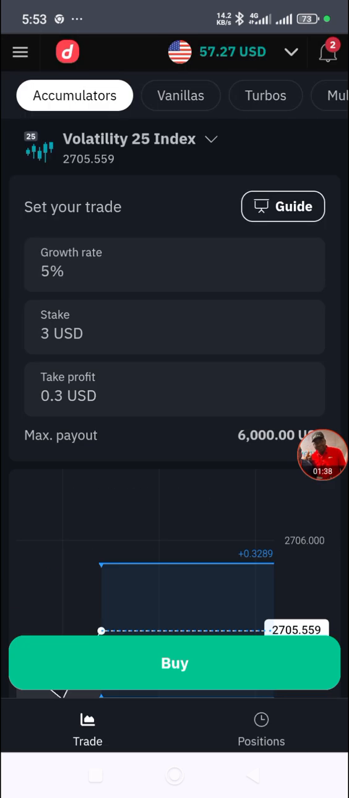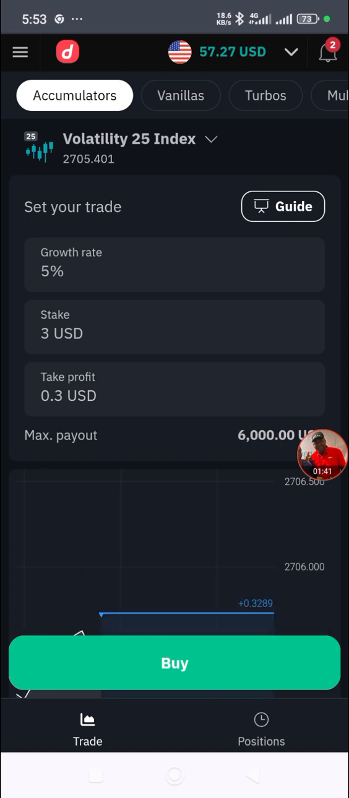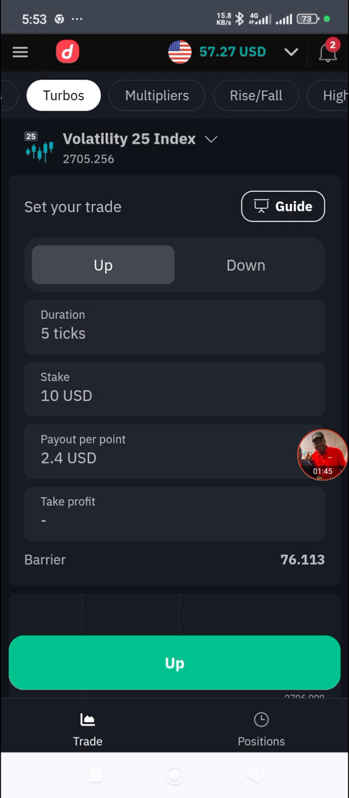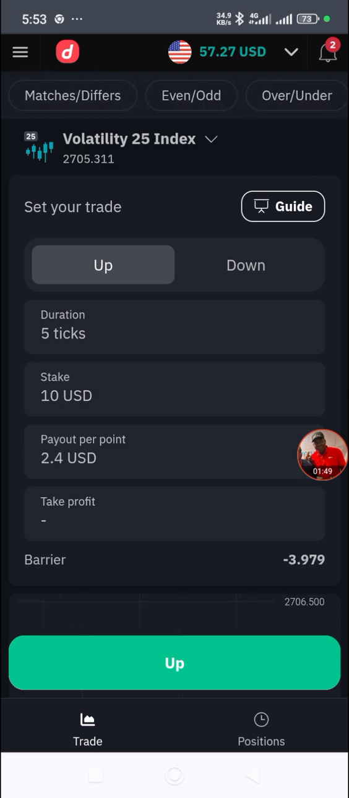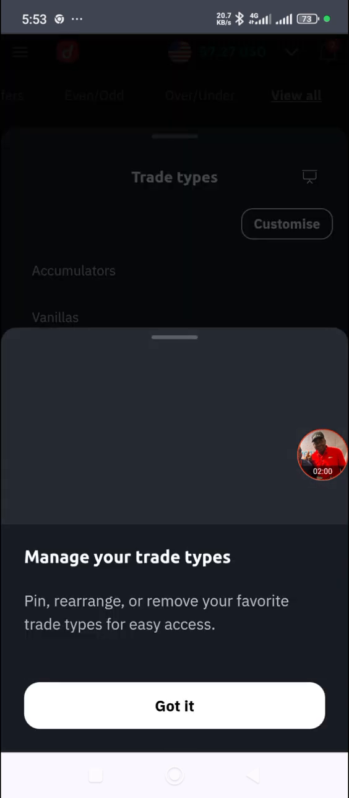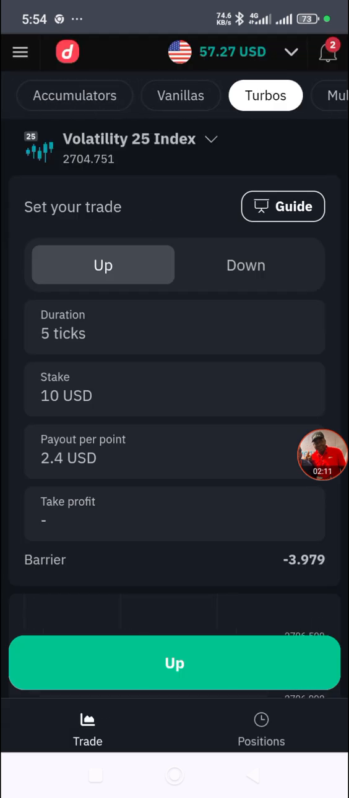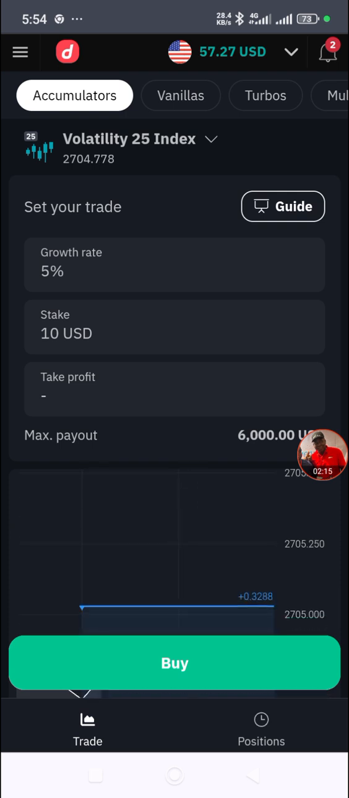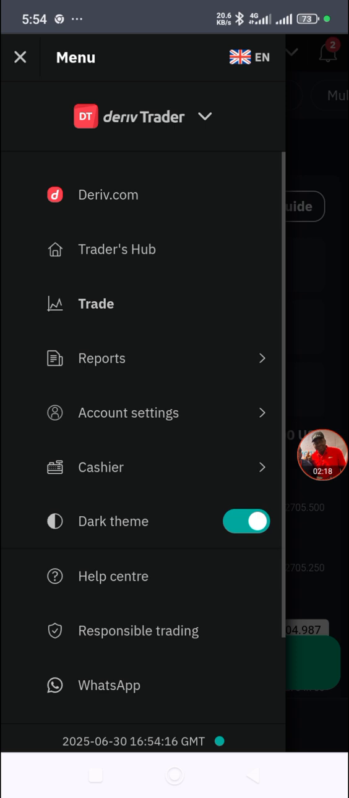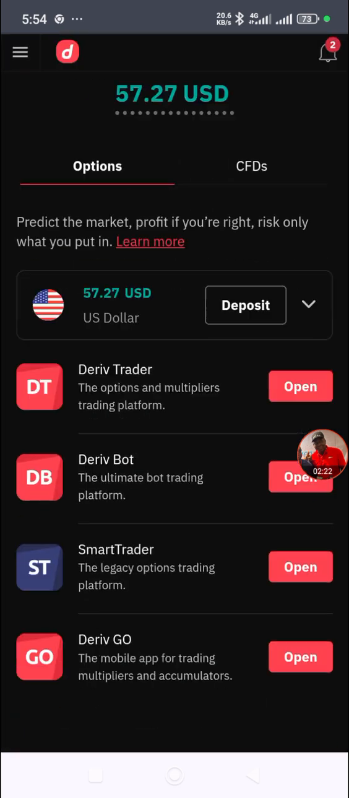So, what you need to do is, you can see you have accumulator at the top, vanilla, turbo, multiplier, rise and fall, higher and lower, touch, no touch, match, differ, even, under, and all. Those are all that are available here. Some of these are also available on Smart Trader, not all, but some. Accumulator is not available on Smart Trader. Accumulator is available on Deriv Trader and Deriv Go, but I prefer Deriv Trader.